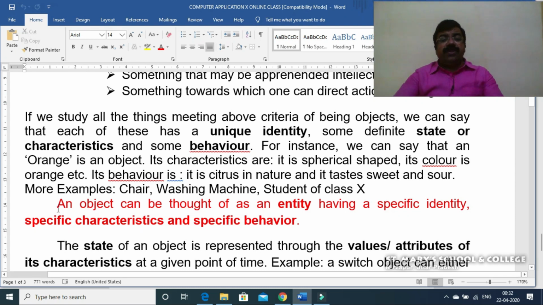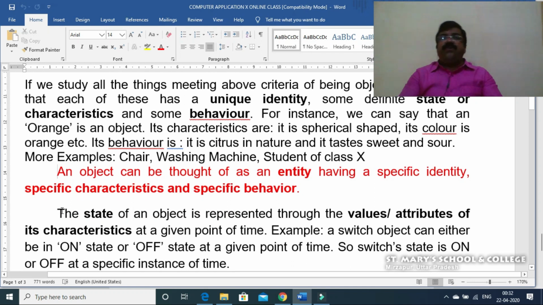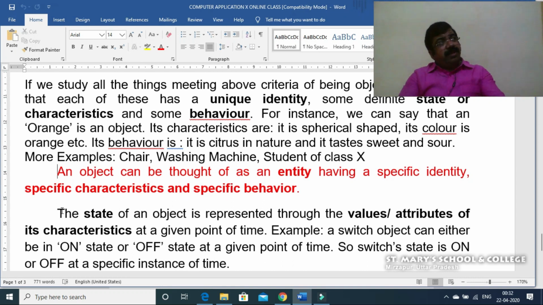Again, we are proceeding with this. The state of an object. What is meant by the state of an object? See, I myself am an object. Right now the state is I am awake, and after a few hours I will be sleeping. So we say sleeping and awake are the two states. And then if a switch is there, the switch is in on mode as well as off mode. Those are the two states of that object.